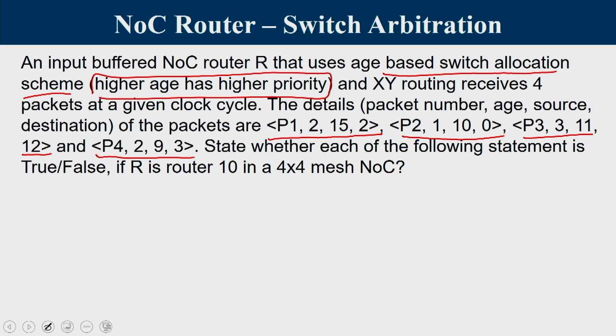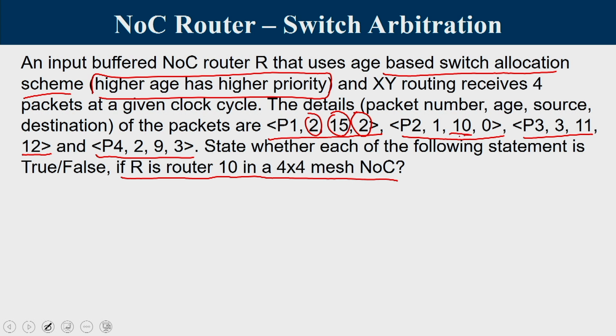State whether each of the following statements is true or false if R is router 10 in a 4 by 4 mesh interconnect. To router 10 in a 4 by 4 mesh NoC, we are getting 4 packets in a given clock cycle. Packet P1 has an age of 2, it is coming from 15 and going to 2. So, 15 and 2 are the source and destination.